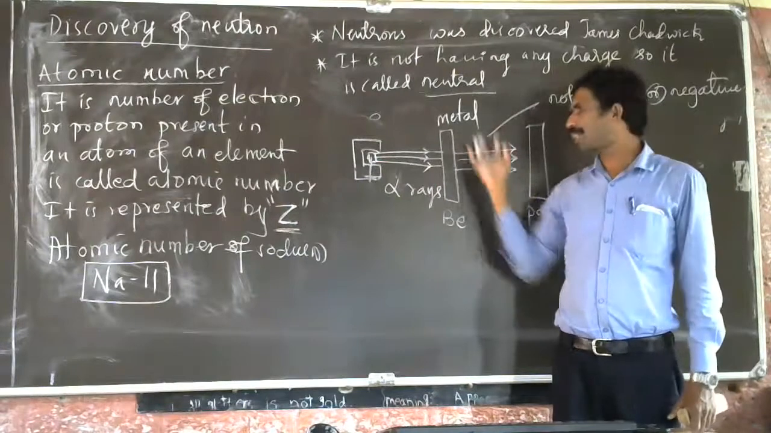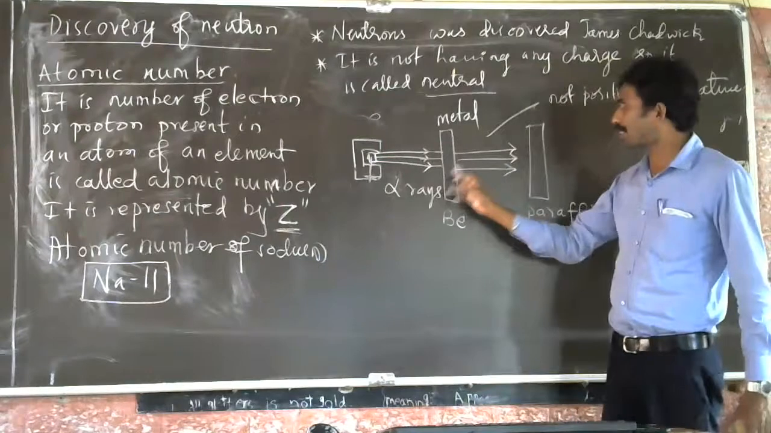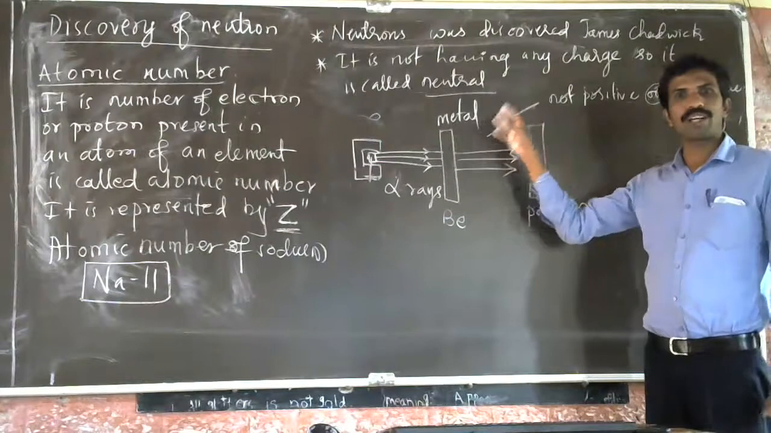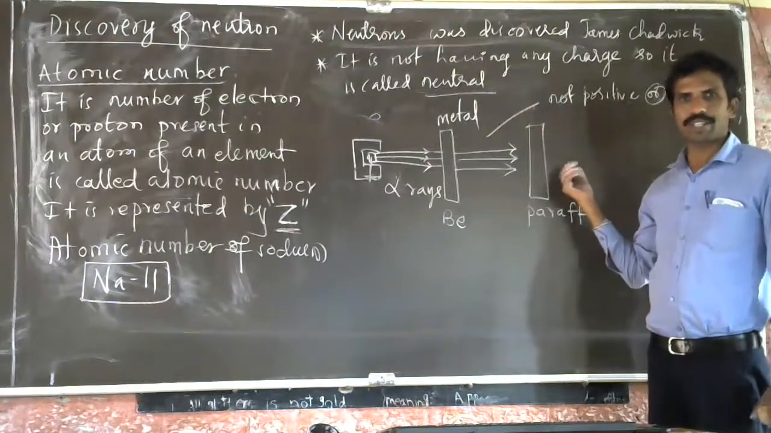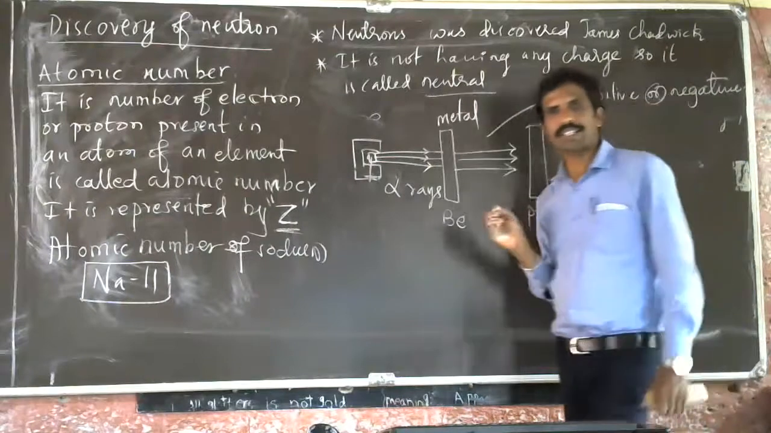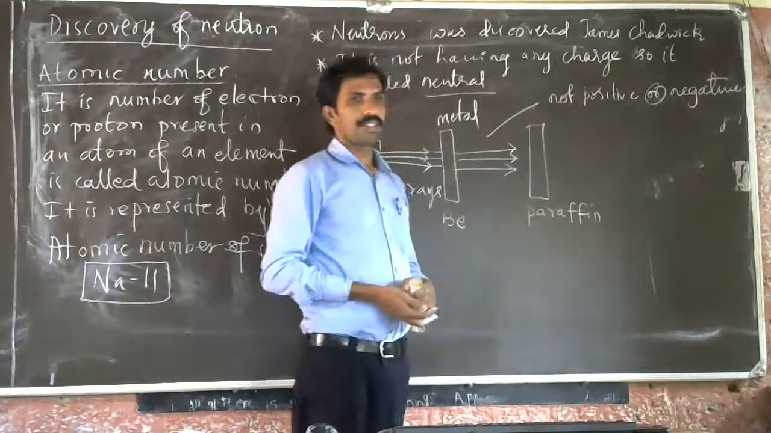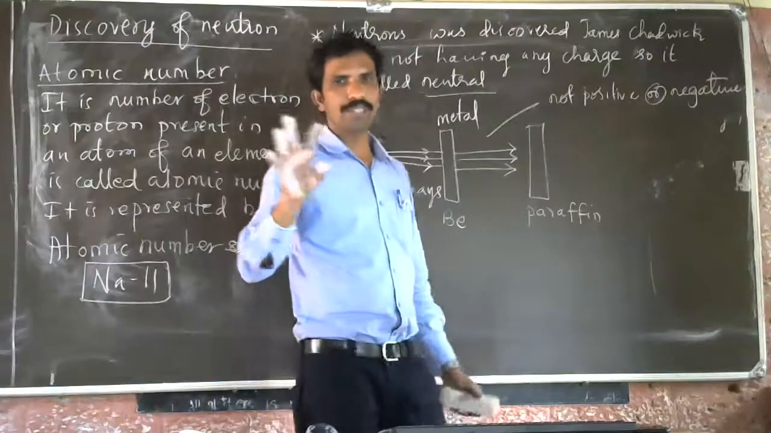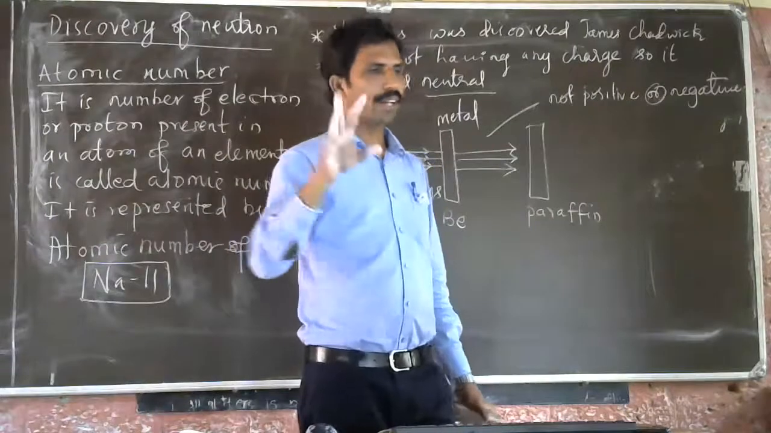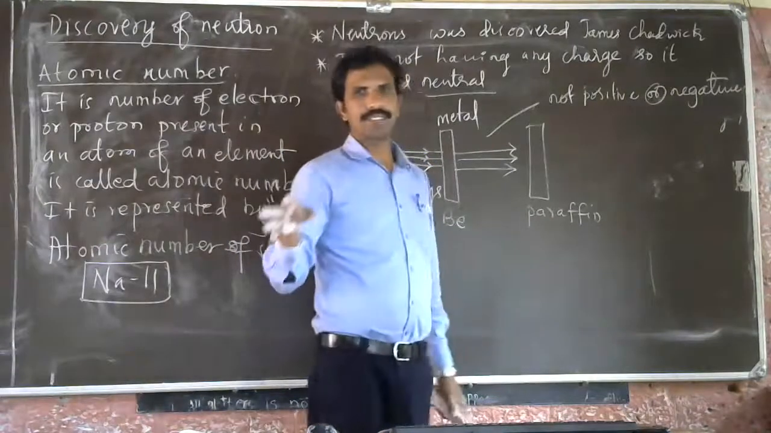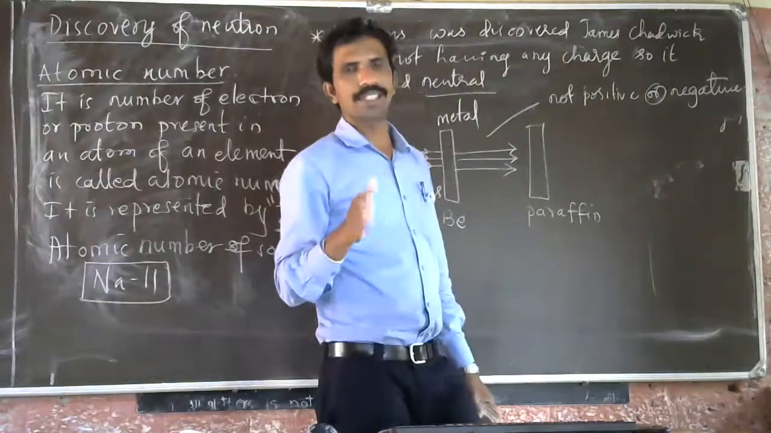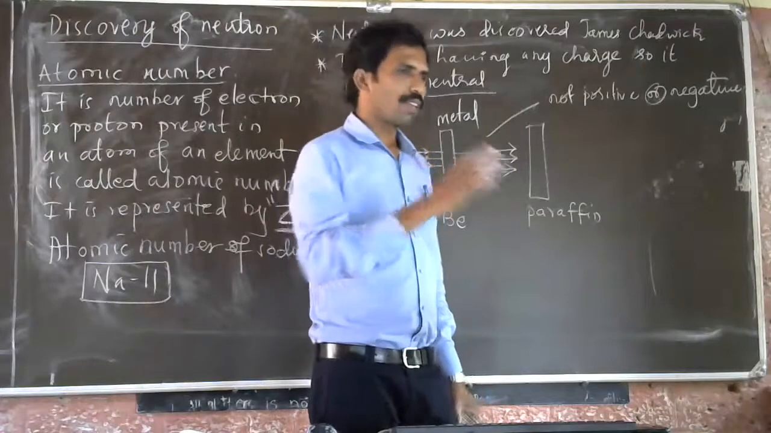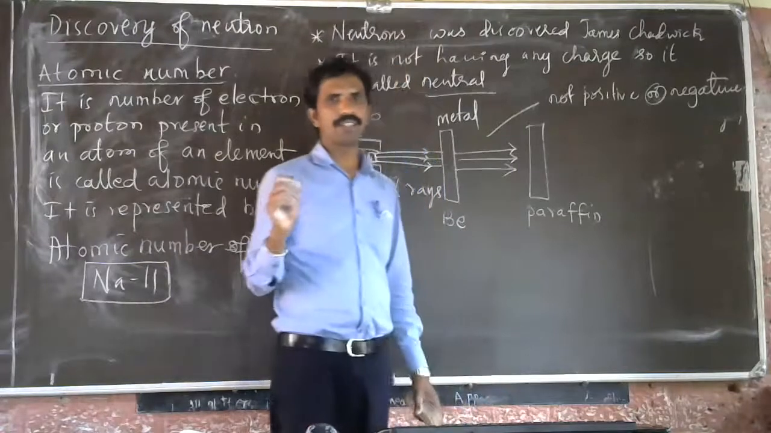Similarly, an electrostatic field was applied here, but these rays produced by the beryllium metal were not moving towards the positive electrostatic field or the negative electrostatic field. Without deviation, they entered the paraffin sheet. That's why they were considered neutral particles. That's why the neutron is a neutral particle.